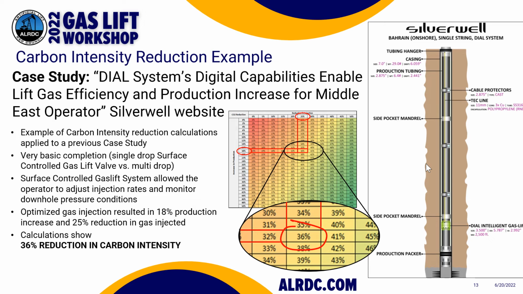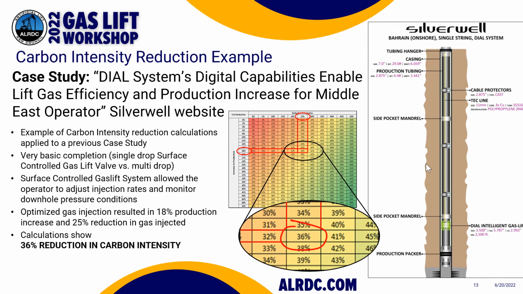But in this particular scenario, it's a very simple completion. There's only one dial unit in it, so one surface-controlled gas lift valve. But what it did is allowed the operator to see what's going on, understand the well, understand the ramifications of what's happening when they make changes, and how that affects production, how that affects the amount of gas injected, and really what the greenhouse gas emissions are. Using the sensors, they were able to tell and do some calculations and determine that they were actually over-injecting. So over-injecting, in that scenario, you're injecting too much gas.